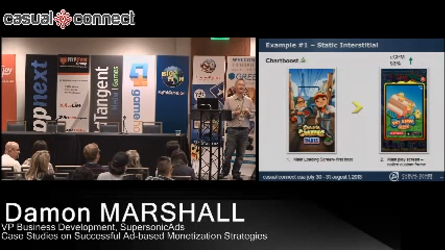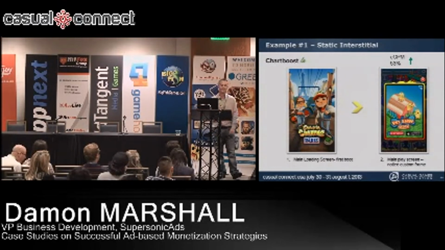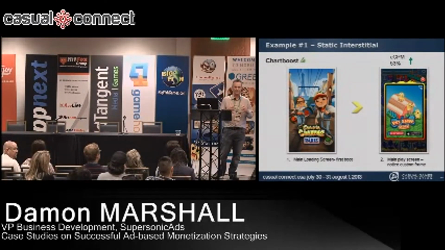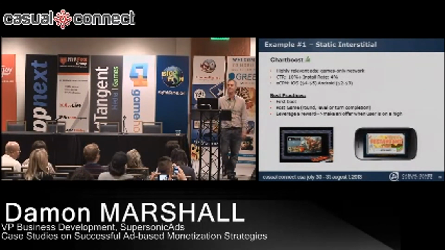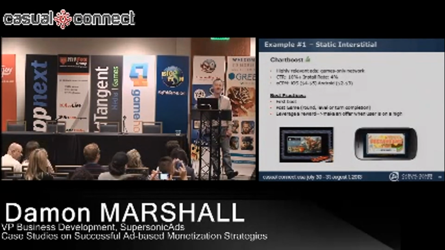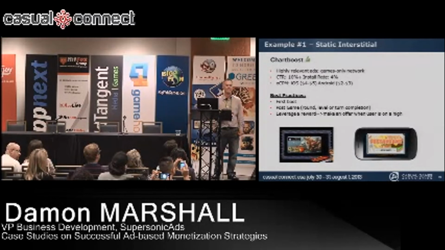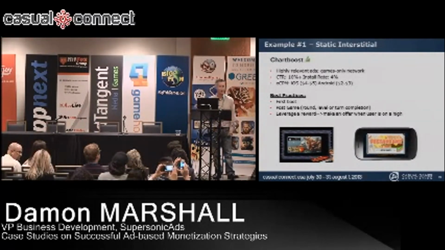And just this subtle change alone accounted for over a 50% increase in eCPM just by doing that one little change. So if you're going to consider interstitial as one of your ad monetization vehicles, the ability to customize these ads will increase eCPM significantly. Just a little bit more from Chartboost. Their average click-through rates for these types of ads are 10%, install rates 4%, and eCPMs range anywhere from $2 to $5.